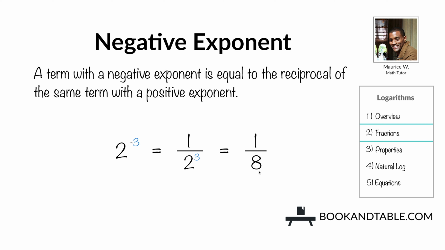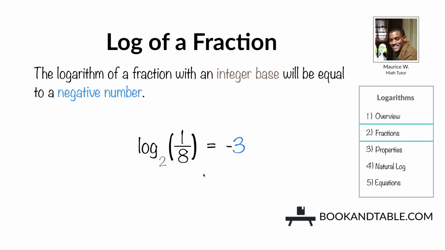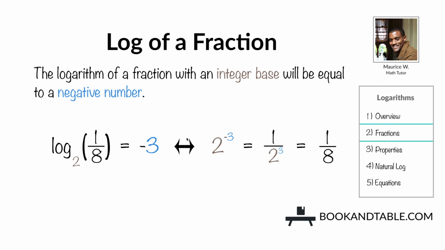Now let's take a look at how these negative exponents apply to logarithmic functions. The logarithm of a fraction with an integer base will be equal to a negative number. So for this example, we have log of base 2 of 1/8 is equal to negative 3. And if we want to convert this function to exponential form, we have our base 2 raised to a power of negative 3, and that equals our argument 1/8.